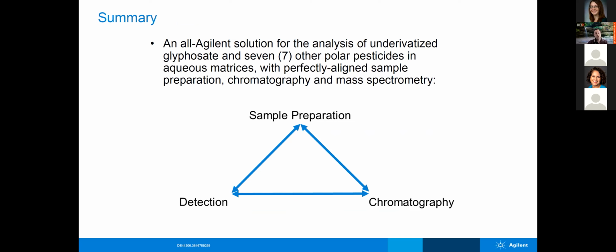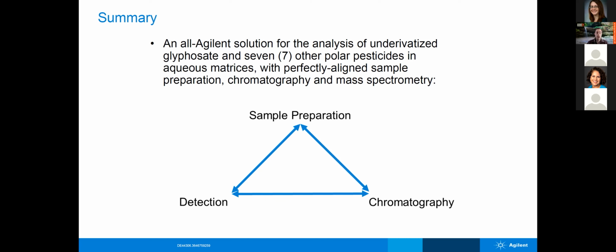So this presentation really only focused on 8 polar pesticides, but we could actually do some of the newer recommended ones, such as N-acetylglyphosate, which is actually quite difficult to analyze, but this method can hit it as well. We have well-aligned sample prep, chromatography, and mass spectrometry. So that means our sample prep is simple. It's basically a dilute and shoot, a little bit of filtering if you have solids in your drinking water.